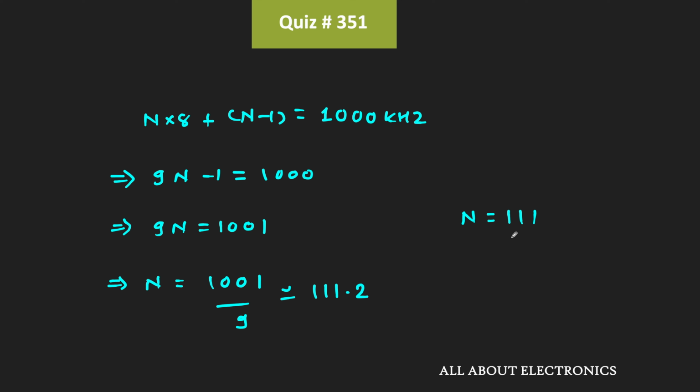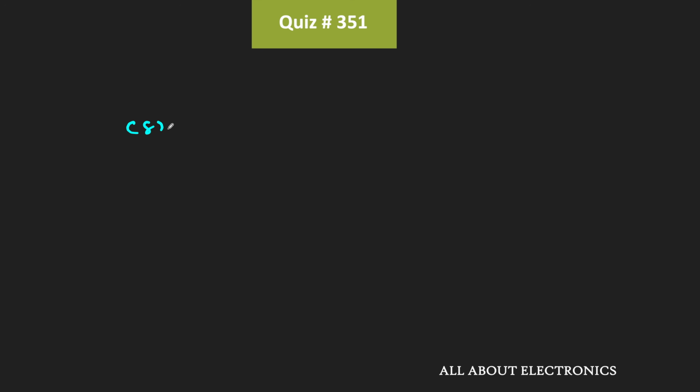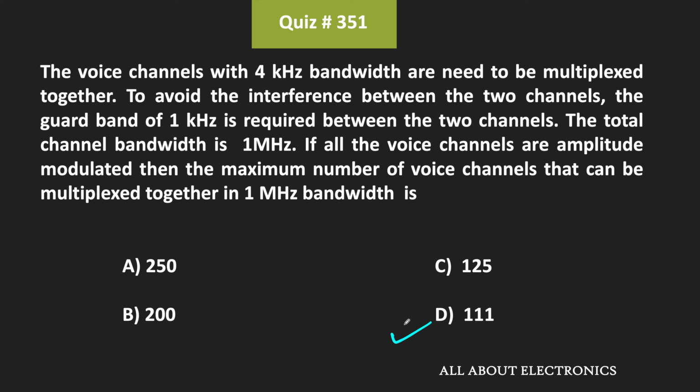That means in a 1 MHz bandwidth, we can multiplex a total of 111 channels. So with this value of n, if you calculate the total bandwidth occupied by the multiplexed channel, then it is equal to 8 times 111 plus (n minus 1), or 110, times 1 kHz. That is equal to 998 kHz. And since it is less than 1 MHz, this number of channels can easily be multiplexed in a 1 MHz bandwidth. So from this we can say that for the given question, option D is the correct answer.